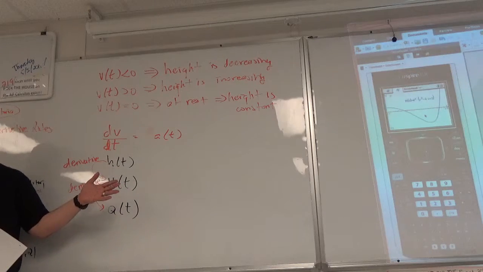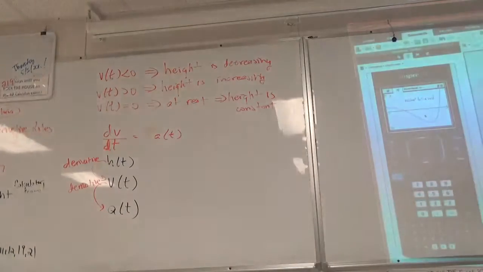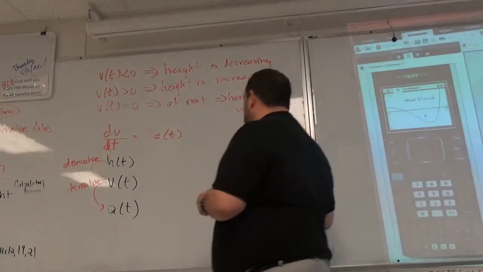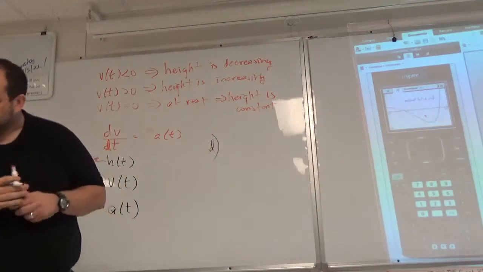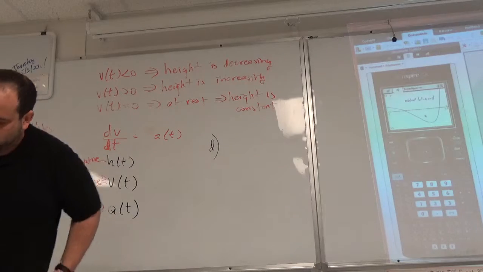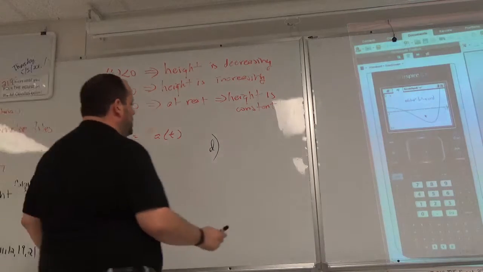You're kind of okay? So, here's the question for you all. On what interval, based on this graph over here, is the cat's height decreasing and acceleration positive? I'll give you a minute to have a conversation with folks around you on this one. So what did I say? I want height to be decreasing.